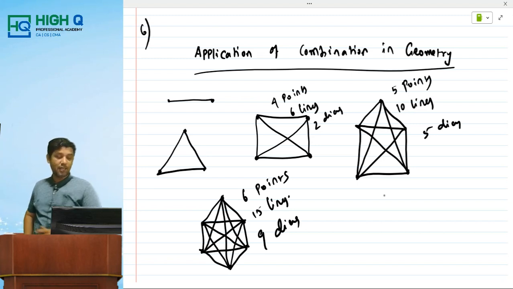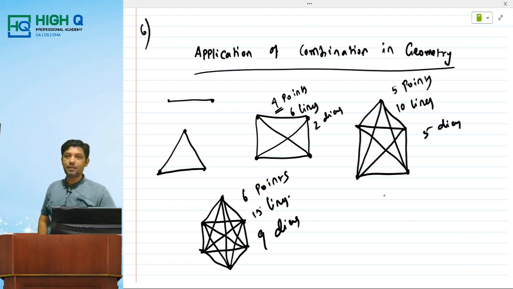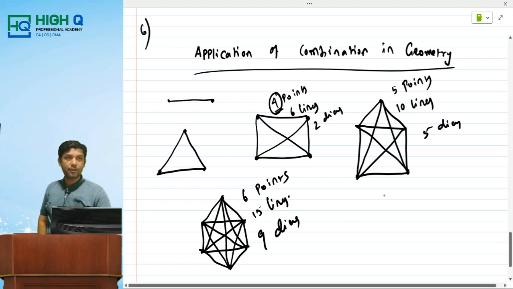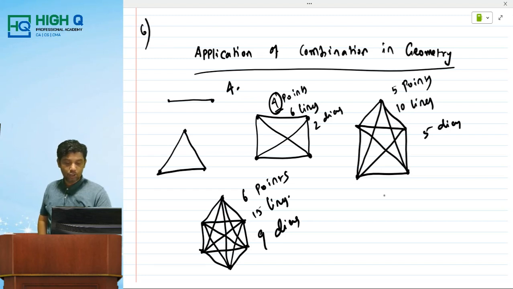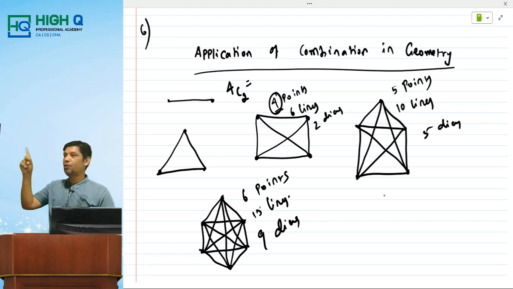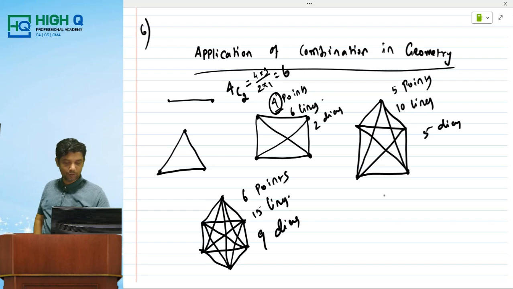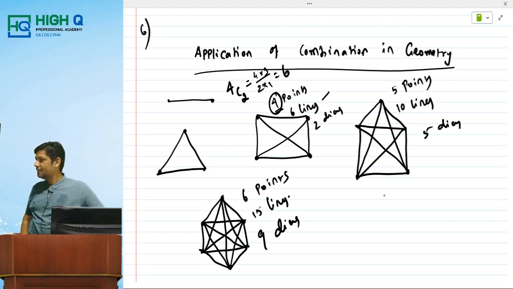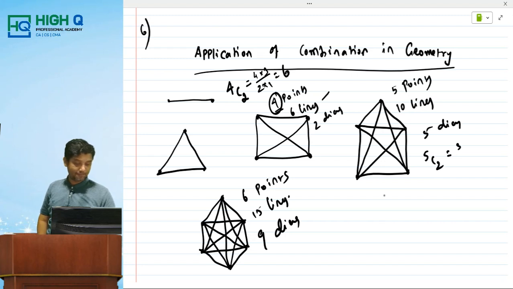You can easily understand. Now, here total how many points are available? 4 points. To draw a line, how many are needed? Out of 4, choose 2. Now tell me, what is 4C2? 4 into 3 by 2, that is 6. That's what you got as the total number of lines. If 5 points are there, what will you do? 5C2. Check whether you are getting 10 or not.